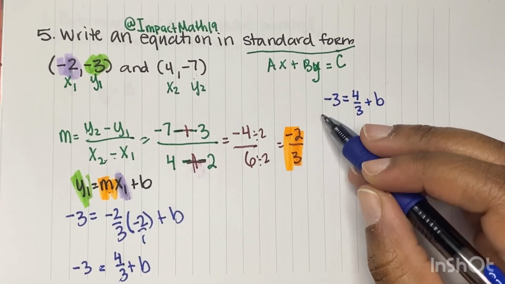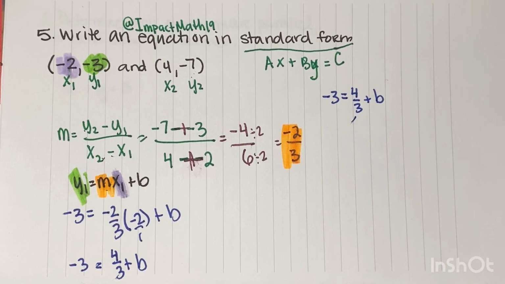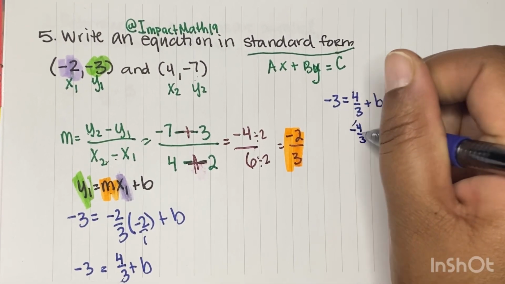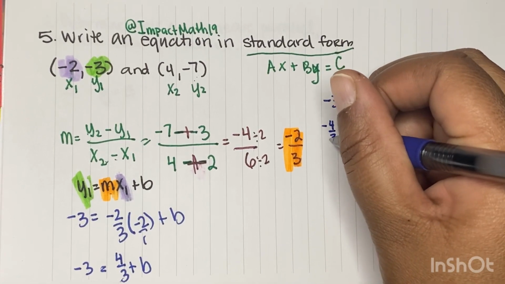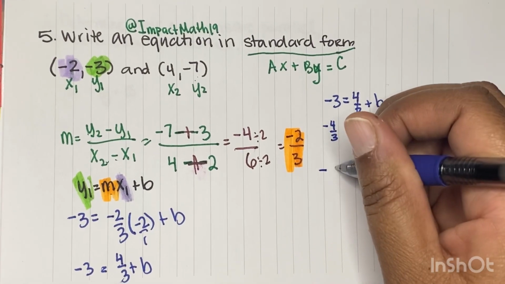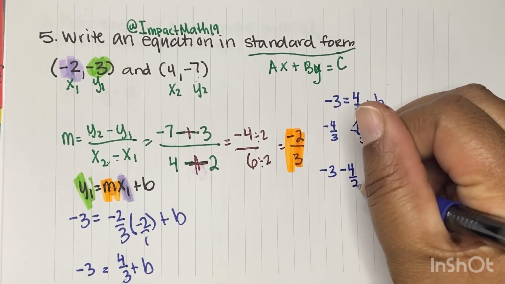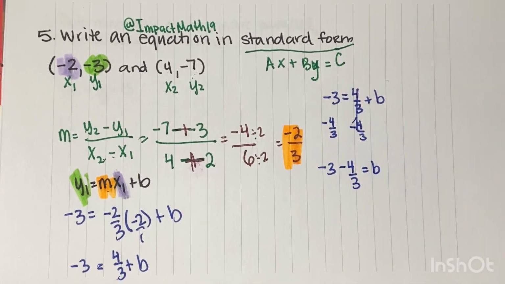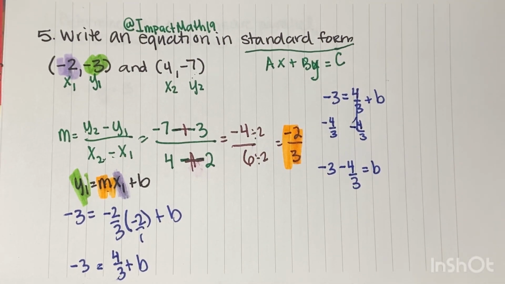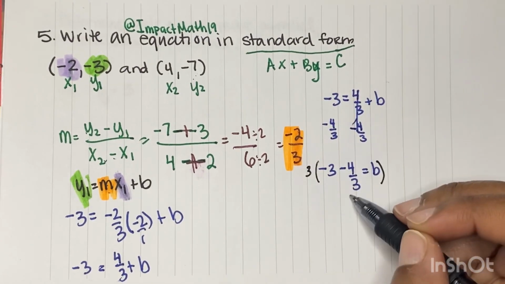Now we want to move this positive 4/3 to the other side. So we can subtract 4/3 from both sides, okay? Now, some of us don't like fractions, right? Minus 3 minus 4/3 equals b. So what we can do here, if you don't like fractions, you don't like coming up with the same denominator, is you can multiply both sides, everything, by 3, okay?